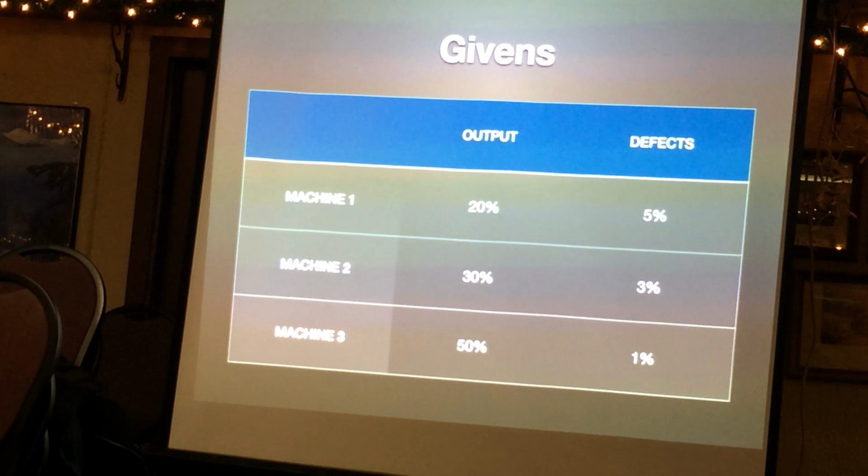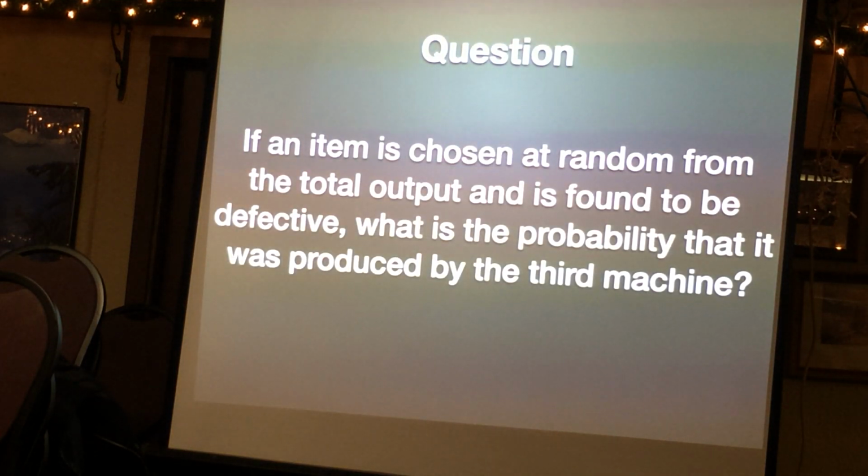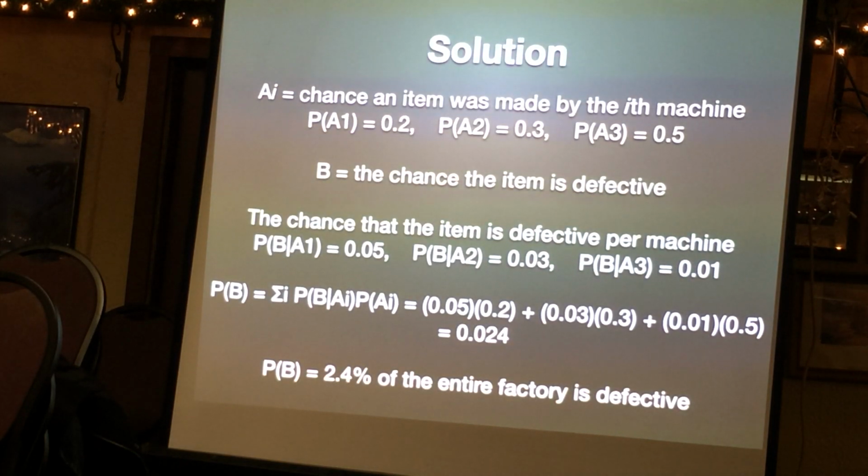But given the information that we have here, here's the question. If an item is chosen at random from the total output and it is found to be defective, what is the probability that it was produced by the third machine? Okay, so we have to work through this. Unfortunately, again, there's quite a bit of math here. Sorry about that. So, this is the first part of the solution.